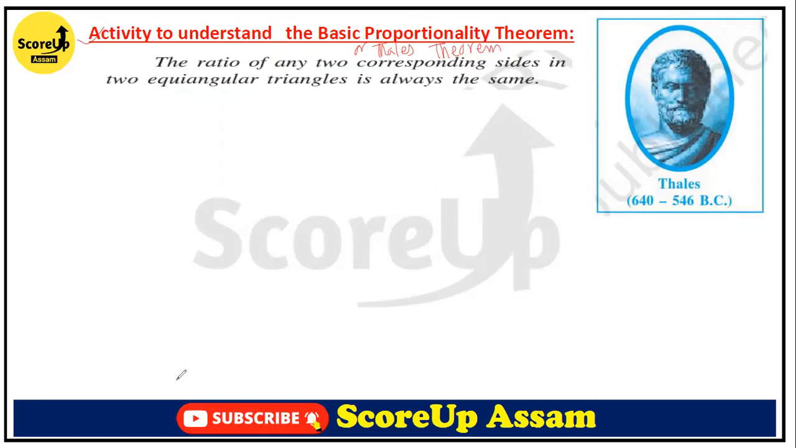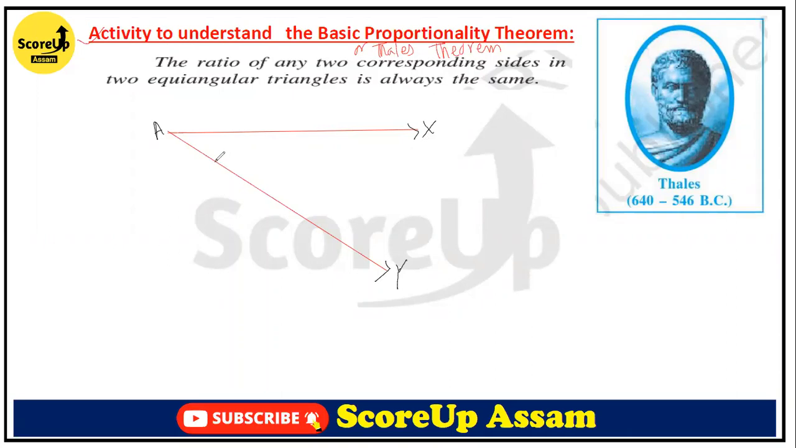Okay. Now let's try to understand the basic proportionality theorem. Suppose there is a line, and suppose another line, and suppose another line. This is A, and this is suppose X, and this is suppose Y, a Y line.